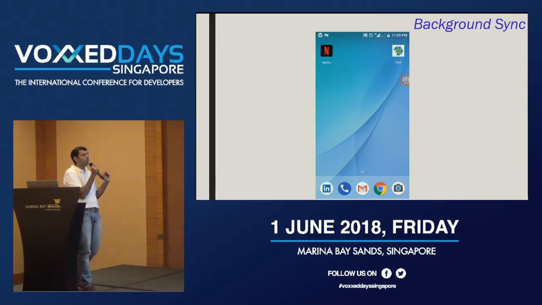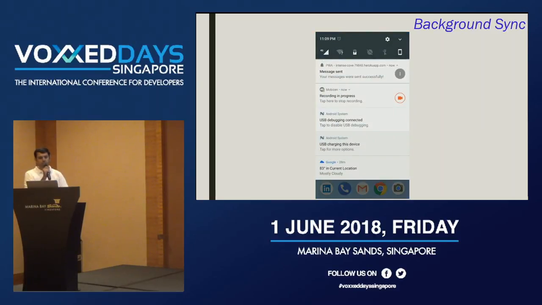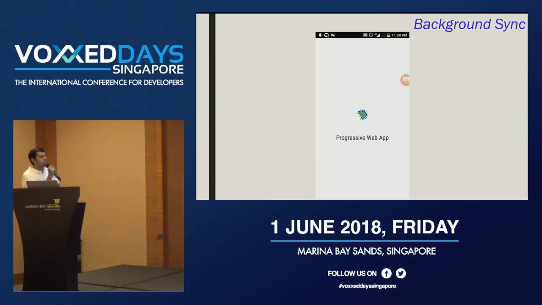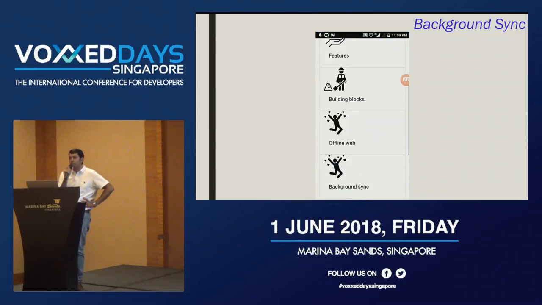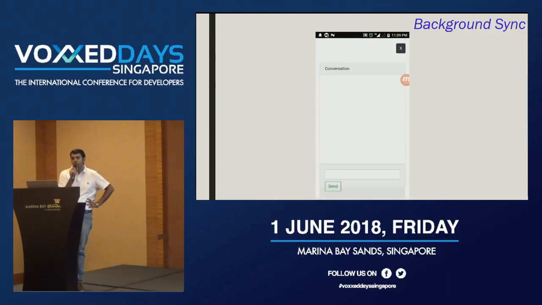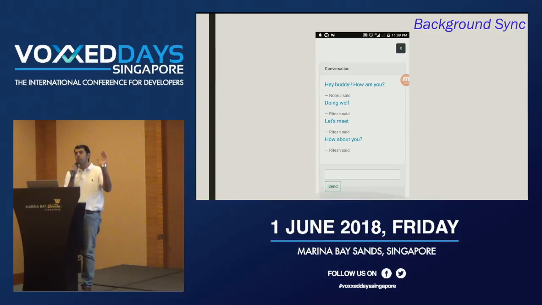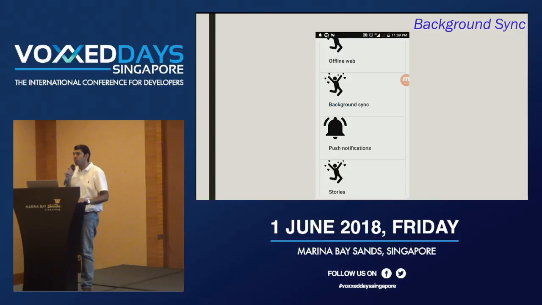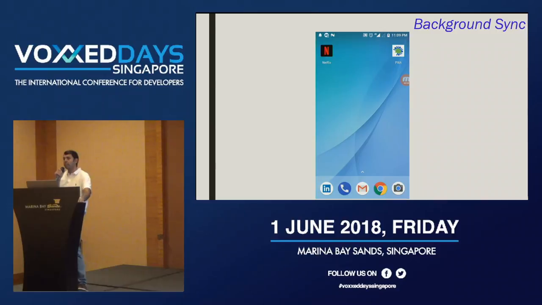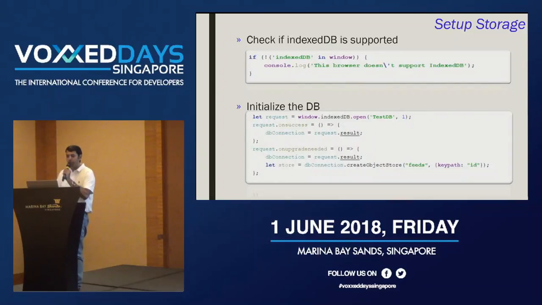What would happen now is, keep looking at the top bar, I receive the notification. This first notification, I click on that, it takes me back to the application, it opens the window, I go back to my background sync, and I see all the messages are posted. Can't imagine that with a website which is not a PWA. How does this happen? Let's have a quick look at the code.